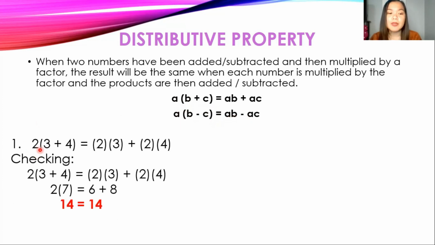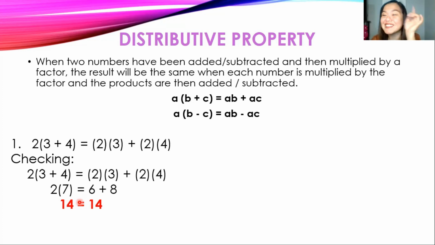Okay, take note. 2 times the quantity 3 plus 4. It is the same as 2 times 7, which is 14, or 2 times 3, and 2 times 4. So 2 times 3, that's 6, add 8, and 2 times 4, that's 8. Therefore, 14 is equal to 14.